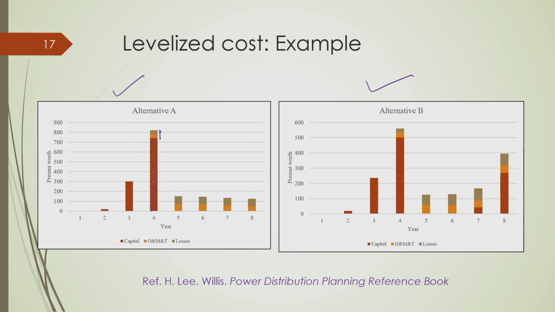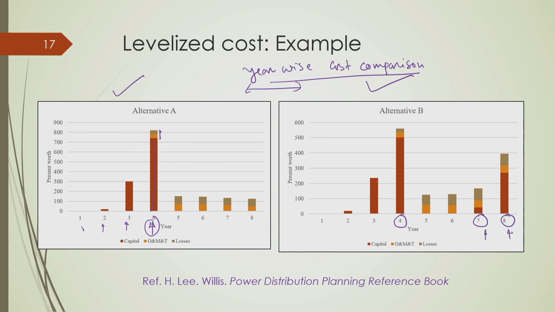Okay. So, you can see in alternative A, this is basically year wise cost, the total cost year wise, these are basically year wise cost comparison, and you can see that in alternative A at the 4th year we have the highest amount of dollars required, or the maximum value of dollars required, and so as alternative B, but we also need in the 7th and 8th years a higher value of dollars.